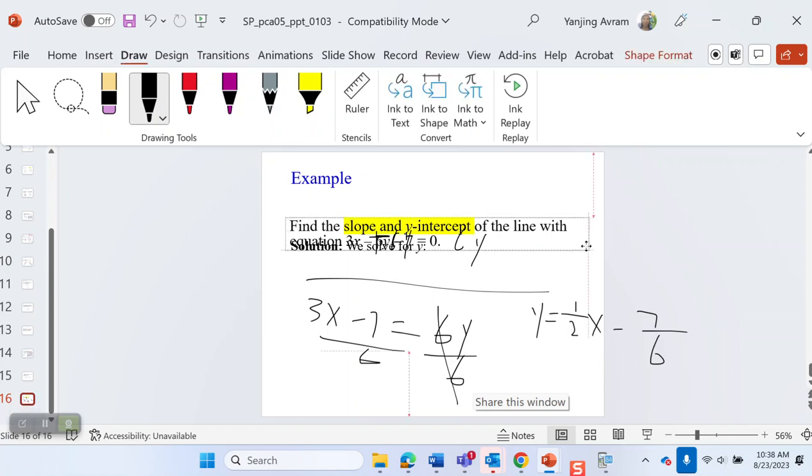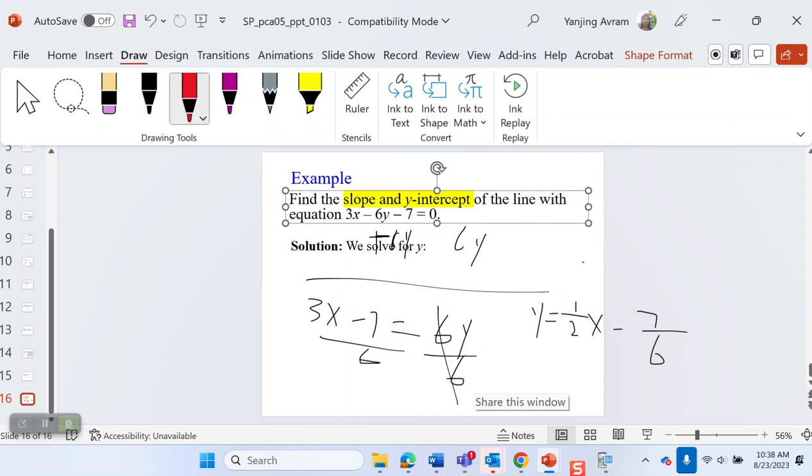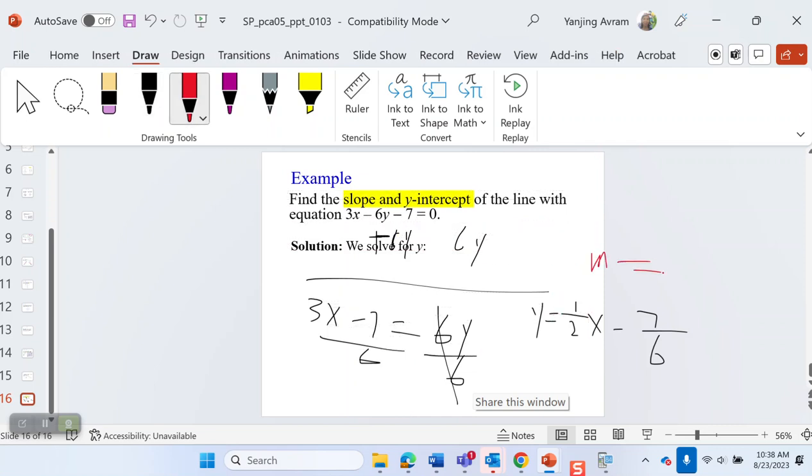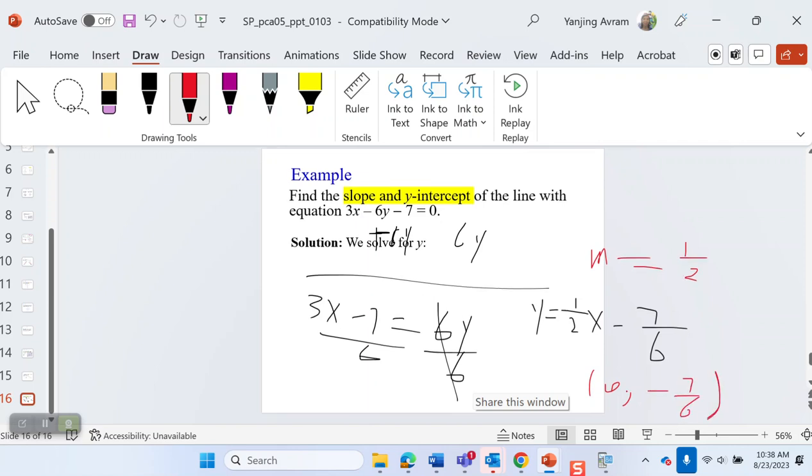So my slope m here will be what? My slope m here will be 1/2. For my intercept, x will be 0, and my y will be -7 over 6. So that's my y-intercept. Okay, so you can put this one in here and then solve that quickly that way. All right, and it looks like that is the end of section 3 already. Any questions?